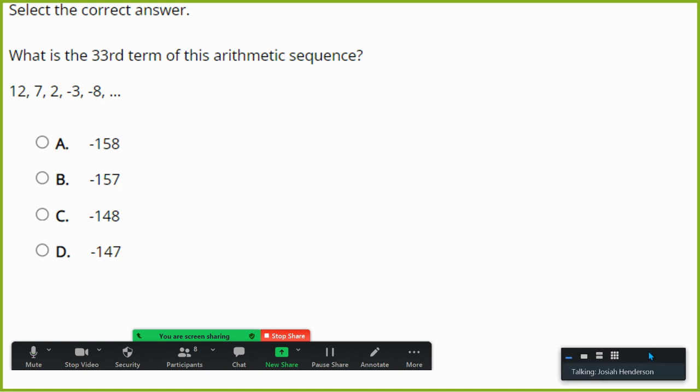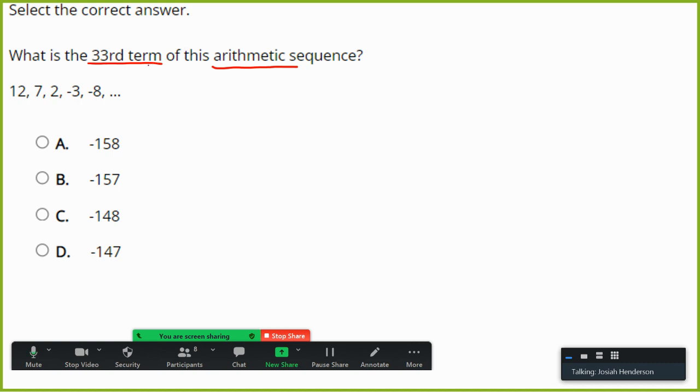They want to know what is the 33rd number. And they're telling us, this is nice, they're telling us it's arithmetic. We should be able to figure out, though, just by looking at the sequence itself, if it's geometric or arithmetic. We have to ask ourselves, is this going up or down by adding, subtracting, or is this going up and down by multiplying, dividing? And that's how we know which type of sequence it is.